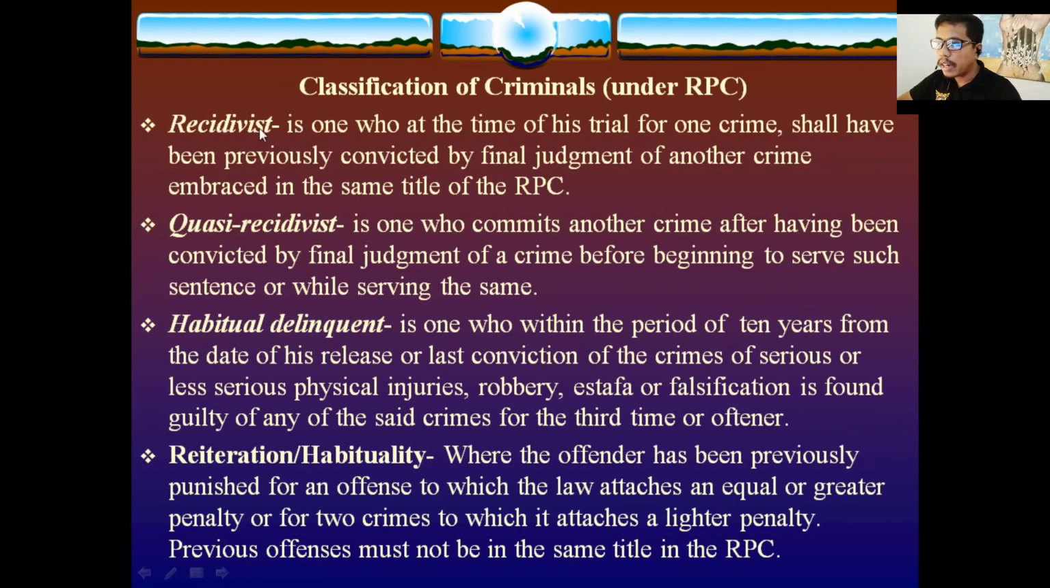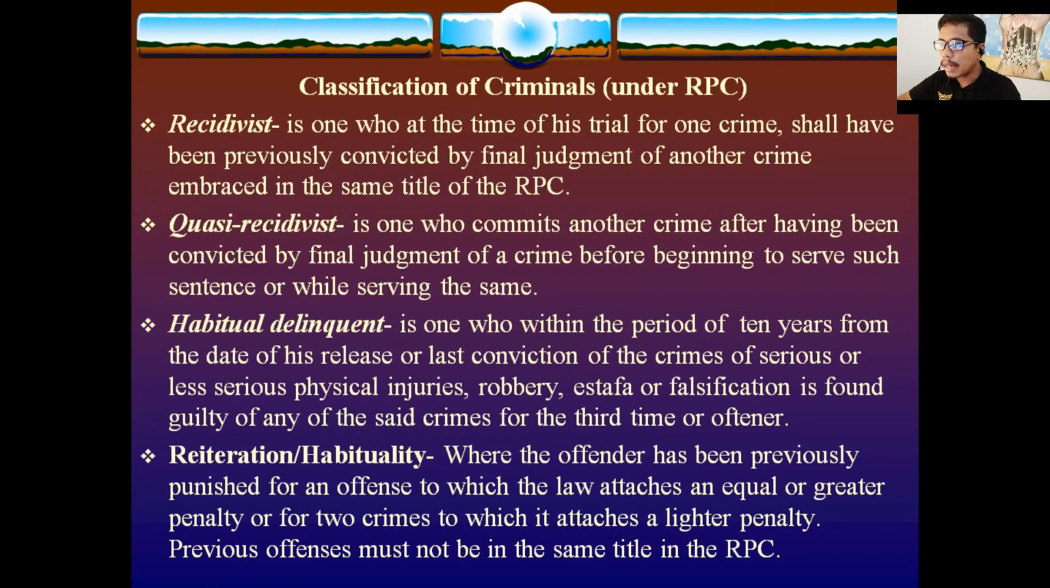Now, in the Revised Penal Code or in the Criminal Law, there are 4 classifications of criminals. So criminals could be classified as recidivist, quasi-recidivist, habitual delinquent, or reiteration or habituality. Let us discuss first what is a recidivist. A person or a criminal can be considered a recidivist if, at the time of his trial for one crime, he shall be convicted by final judgment of another crime embraced in the same title of the Revised Penal Code. So, for us to understand what is a recidivist, we have to emphasize different key points.